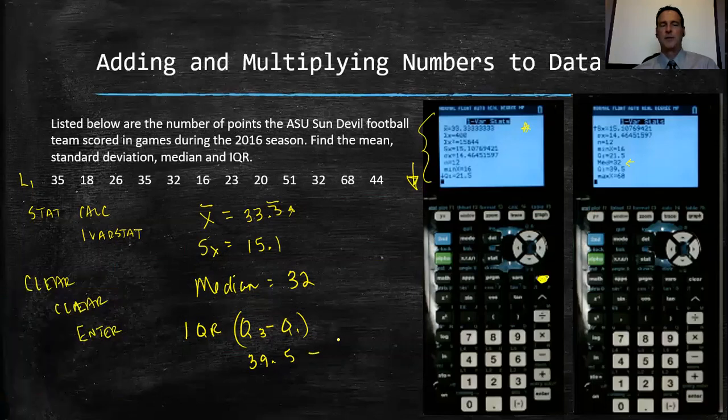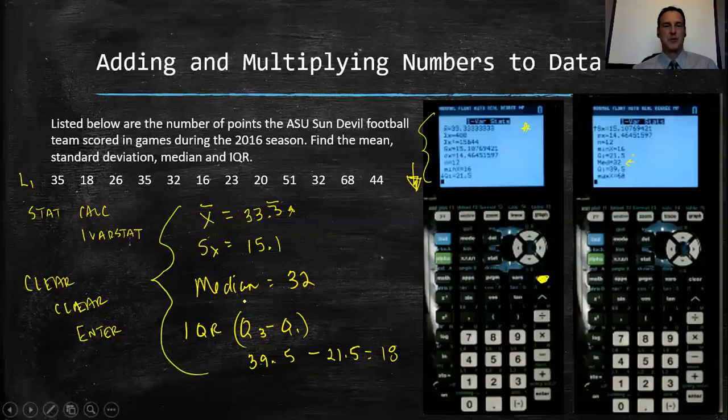Okay, and my Q1 is 21.5. Again, the way you find that is once you did 1-Var Stats, just scroll down and you'll get this new screen. If you subtract those, you will get, I believe, 18. So write those numbers down. Keep them handy because we're going to look at those in context to something else that we're going to use in terms of evaluation.